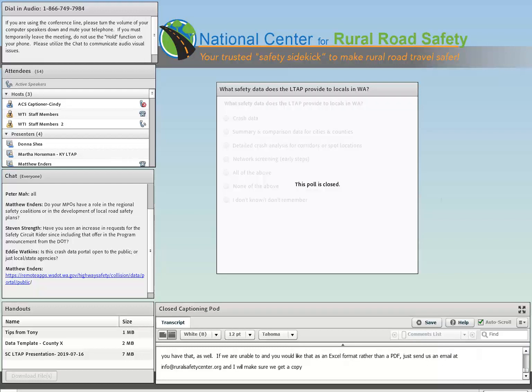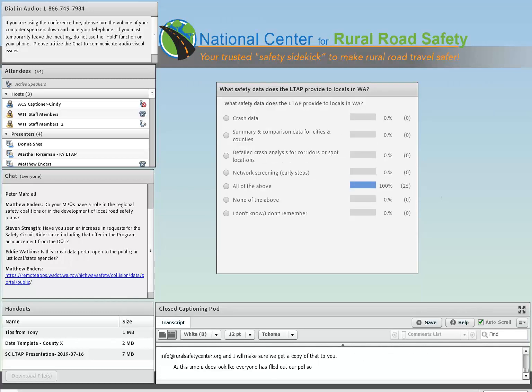At this time, it does look like everyone's filled out our poll, so I am going to broadcast those results for you, Matthew, if you'd like to address those. Yeah, and looks like everyone got it correct, which is we provide all of those kinds of data to agencies. It has varied and grown over the years, what we provide and what's useful to agencies, so we've tried to fine-tune that and provide whatever is missing for individual agencies as we go forward, and so that's kind of where we have ended up with a variety of data tools that we've made available to agencies.